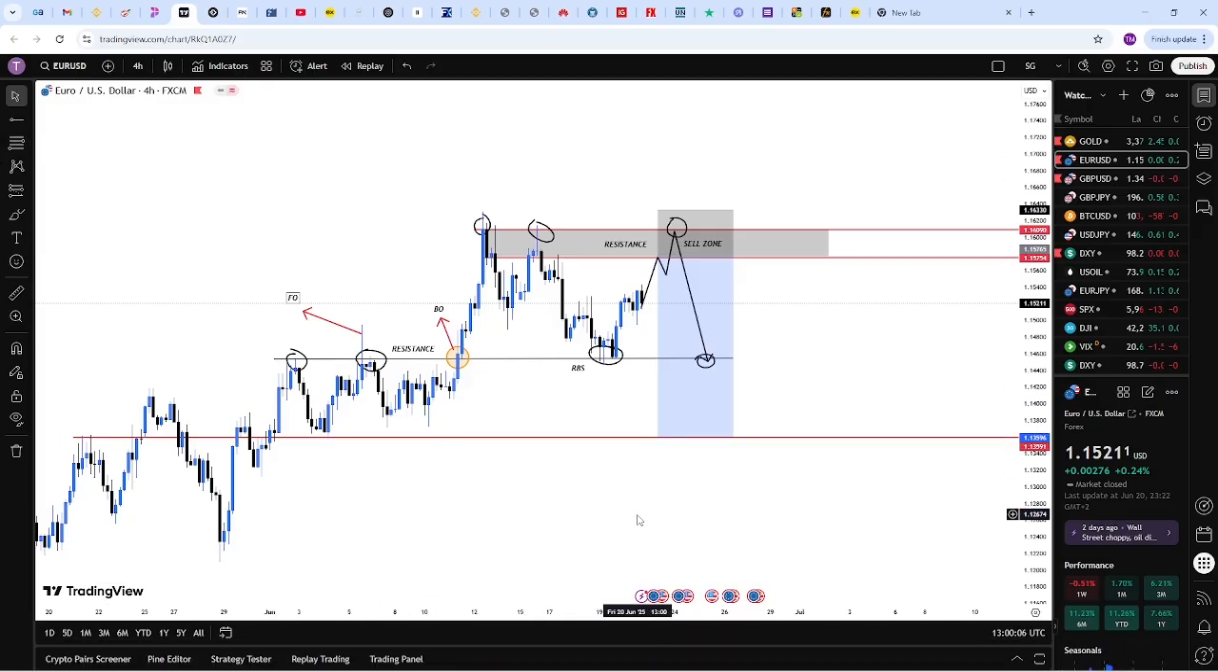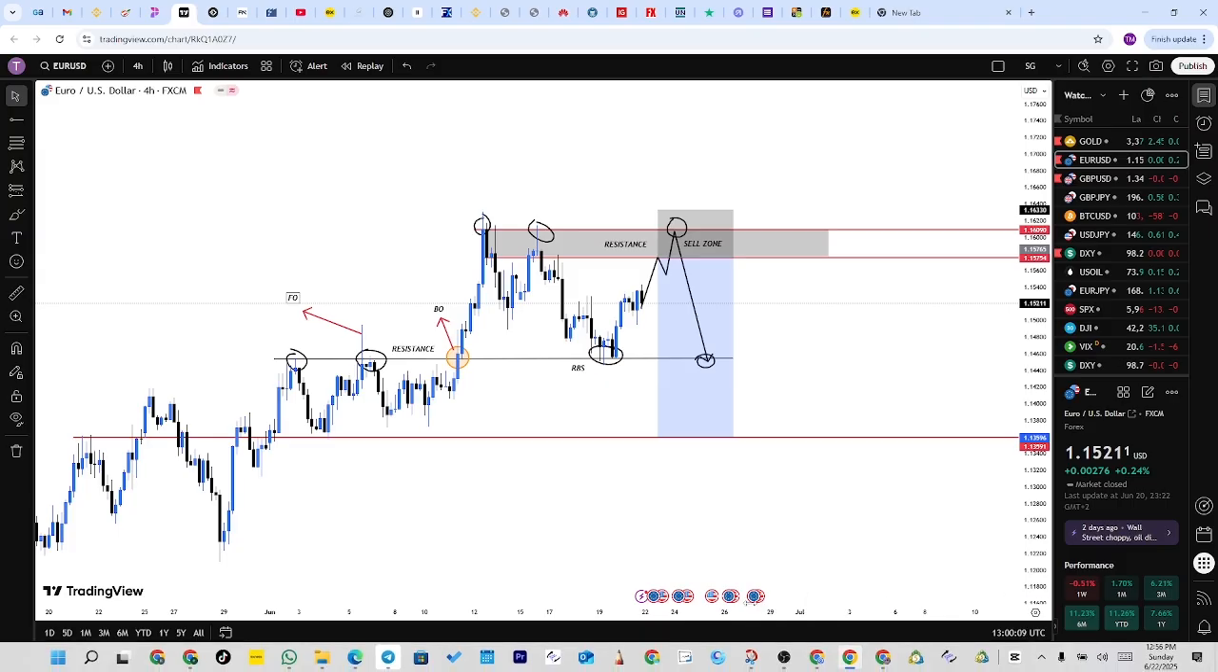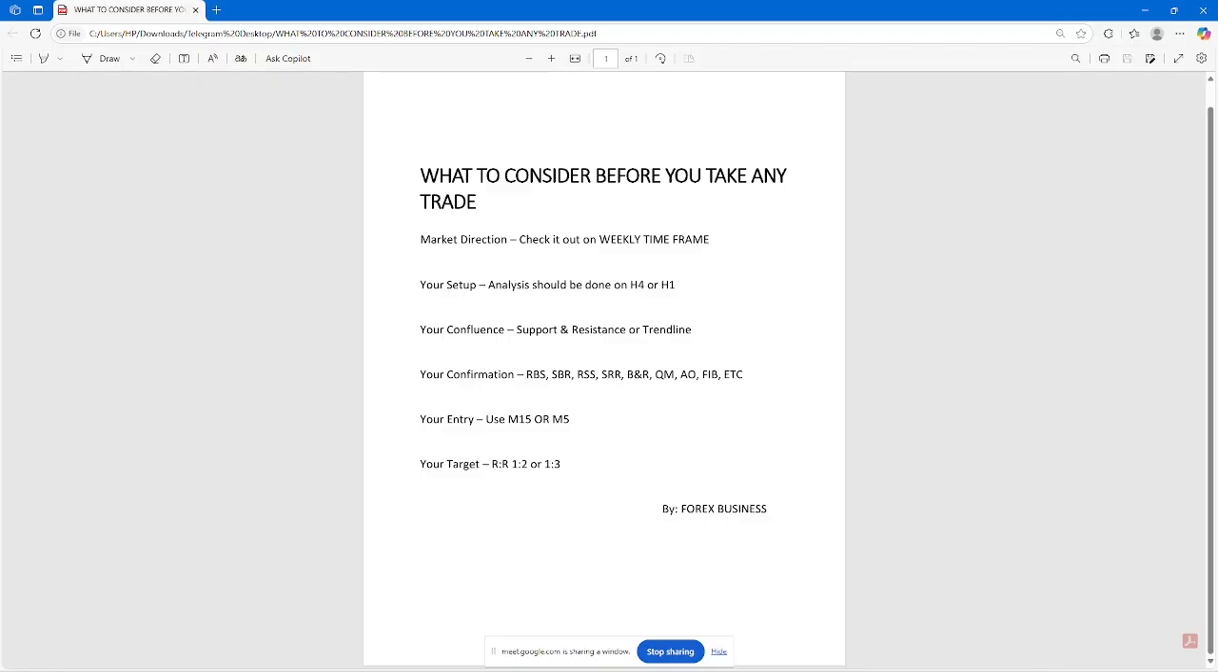Then, where is it? A minute to consider before you take any trade. Having support and resistance in mind, you should also know what to consider before you take any trade. Do you understand? Confirmation. So the first one is market direction.